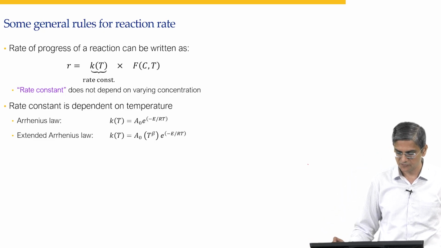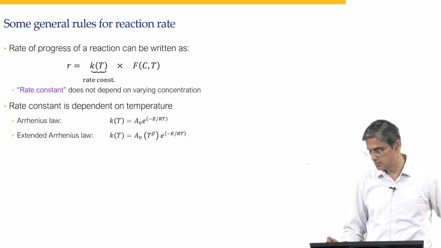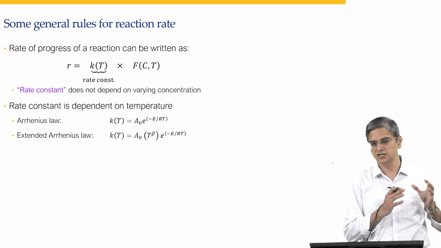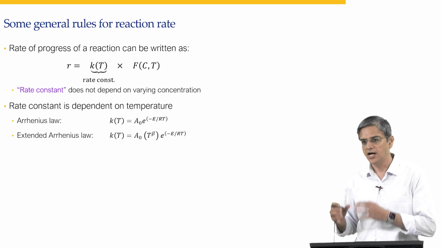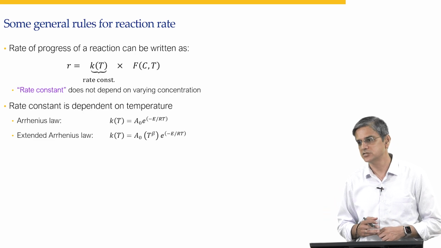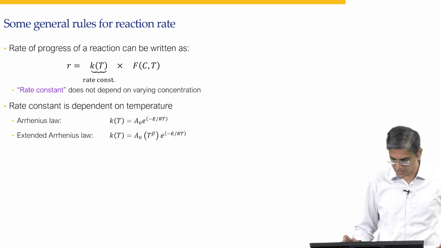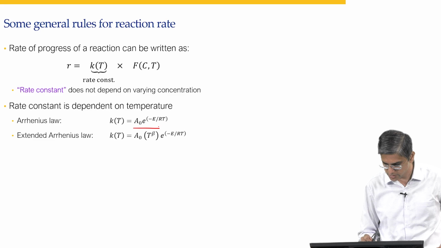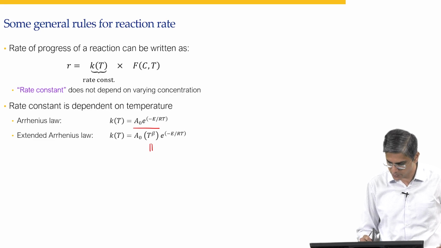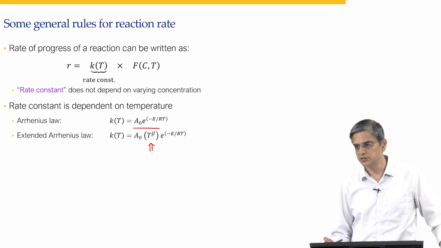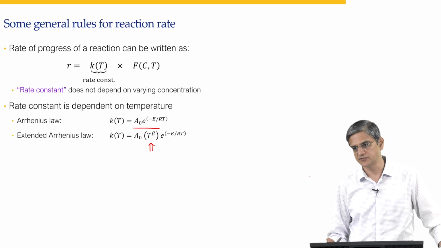The rate of progress of a reaction can be written in terms of a rate constant that depends only on temperature and something that depends only on concentrations. Now, the Arrhenius law is this part, and you have this T to the power beta term present in an extended Arrhenius form.